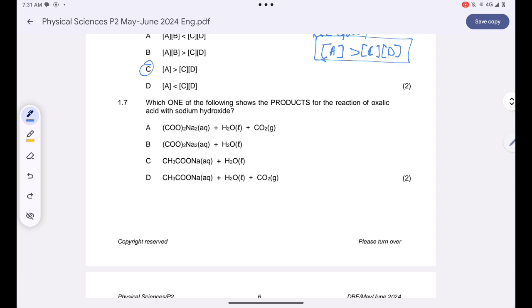Okay, which one of the following shows the products for the reaction of oxalic acid with sodium hydroxide? D and C are already out of the way, because these are products of ethanoic acid and sodium hydroxide. But these two, yes, are the products of oxalic acid and sodium hydroxide. The problem is that none of my two substances, either sodium hydroxide or oxalic acid, are gases, or rather they are solids. So they wouldn't produce a gas. Are you together? So this is incorrect. The correct answer is B.